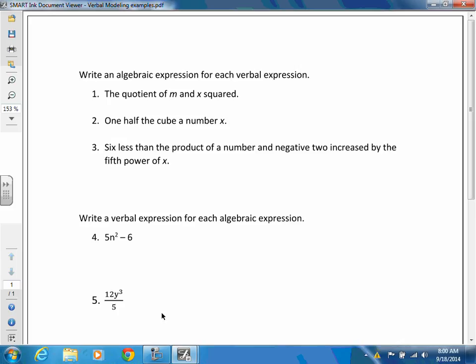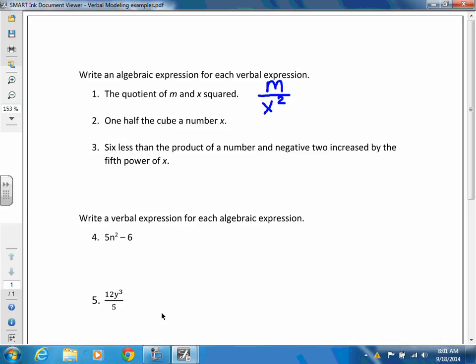Keep in mind that there is more than one way to write the verbal expression, but the algebraic expression tends to be limited. So for number 1, the quotient of m and x squared. Well, quotient means to divide, so as soon as you see that, you need a division sign. For division signs, I do not want you using the elementary version with the 2 dots. I want you to use a fraction bar for this. Whatever comes in front of the word and is your numerator, or your top spot. So that m comes up top, and we're dividing that by x squared. So your expression would look like this, m divided by x squared.